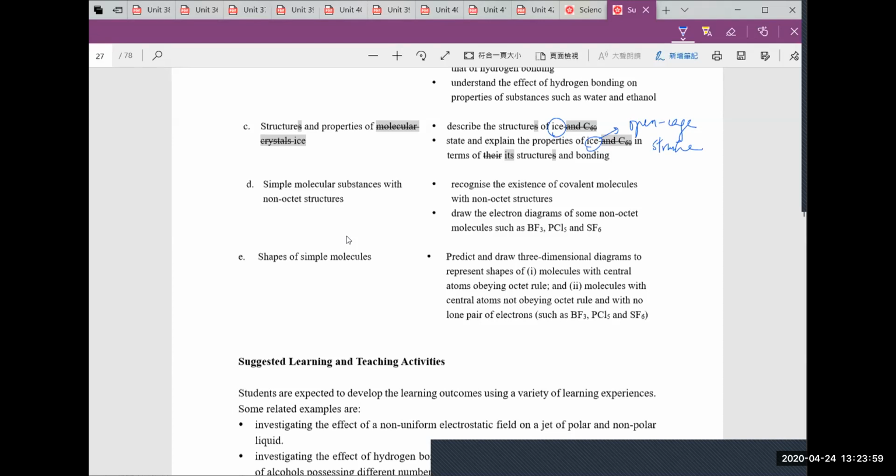What's next is about the non-octet structure. You may get to know some situations where you may find non-octet structure. I've just told you, one of them is in pyrite. You may find that in beryllium, boron, carbon, oxygen, and nitrogen. Those elements, you may experience having a molecule with non-octet structure. Because of period two, generally speaking in non-octet, you are talking about less than octet for period two molecules.